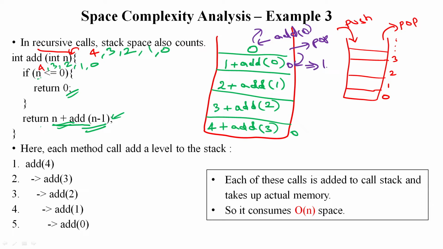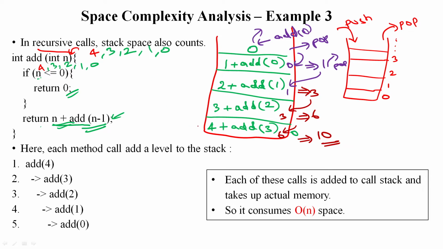Now this will be popped up and substituted here, right? Now 2 plus 1 is substituted here, then it will become 3, right? 3 will be popped up and substituted here, 3 plus 3 becomes 6, so 6 is popped up and substituted here, so 4 plus 6 equals 10. So now 10 is substituted here.